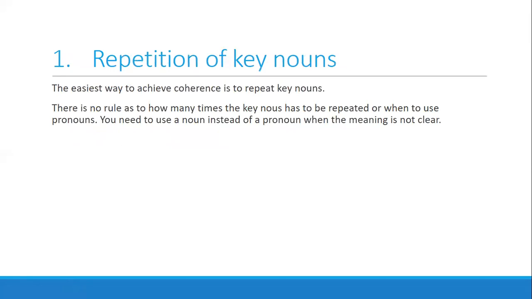Repetition of key nouns. The easiest way to achieve coherence is to repeat key nouns. There is no rule as to how many times the key noun has to be repeated or when to use pronouns. You need to use a noun instead of a pronoun when the meaning is not clear.